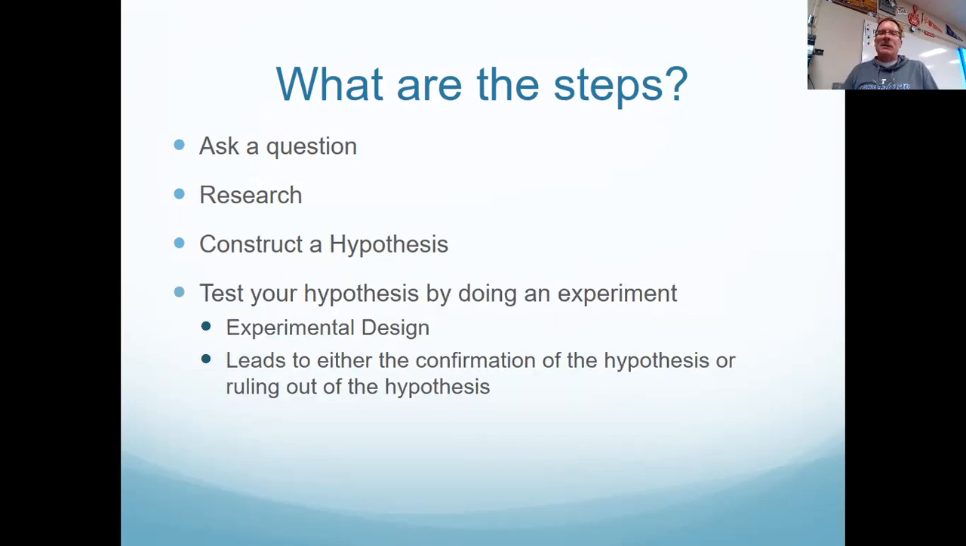Then you test your hypothesis by doing an experiment, and that's where our experimental design comes in, and it leads to either confirming of the hypothesis or ruling out the hypothesis. And again, a hypothesis is never right or wrong. It's just supported or not supported. And folks who design a poor experiment may not match a hypothesis that actually could be a correct hypothesis, but the data doesn't support it because they had a poorly designed lab. See what I'm saying? So we never say right or wrong, we just support or not support.